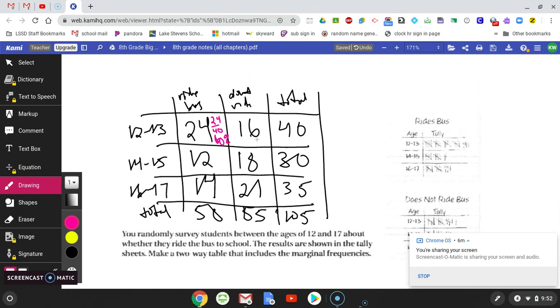So for this one, I would do 16 divided by 40 because of the 12 to 13-year-olds, 16 of them don't ride the bus of the 40 total. So 16 divided by 40 would give me 40%.